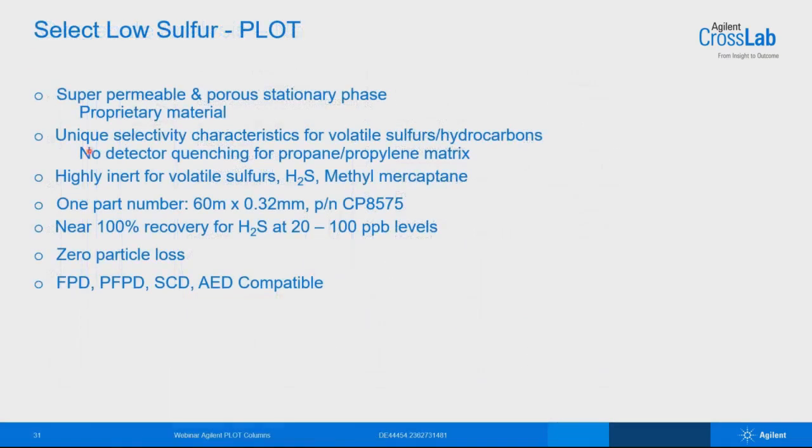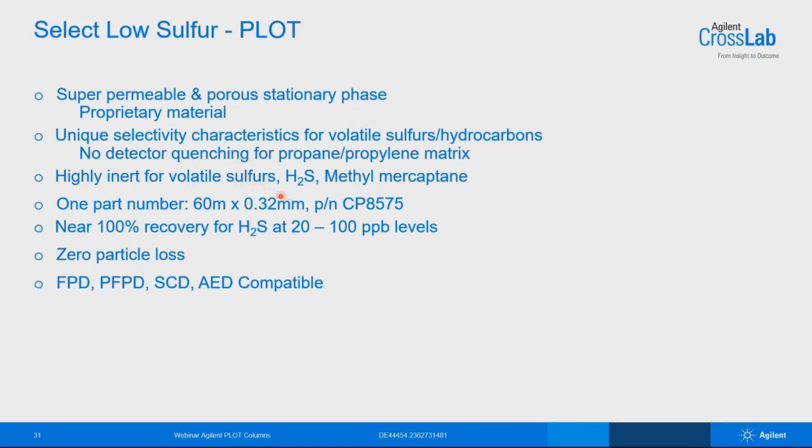That brings me to the very last PLOT column that I'll cover in this webinar. Again, a special one: the Select Low Sulfur. It's based on a super permeable and porous stationary phase. It's a proprietary material, with quite a unique characteristic in terms of separation of volatile sulfur components and light hydrocarbons. And because of that, it avoids quenching phenomena on sulfur-specific detectors, especially when analyzing propane and propylene matrices.